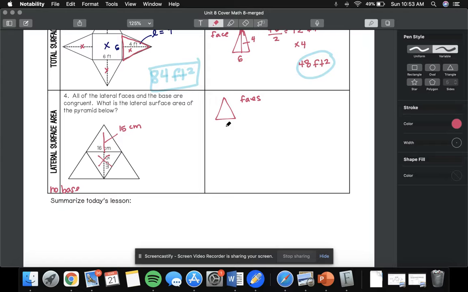Okay, we know that it is 16 centimeters on the bottom, and it has a lateral height of 15 centimeters. So we're going to multiply that. But again, it's a triangle, so we have to cut it in half. So 16 times 15 is 240, cut in half, and that is 120 square centimeters. Now I have to think about how many we have. We have this one, and this one. So we can multiply that by 3, and we get 360 square centimeters.